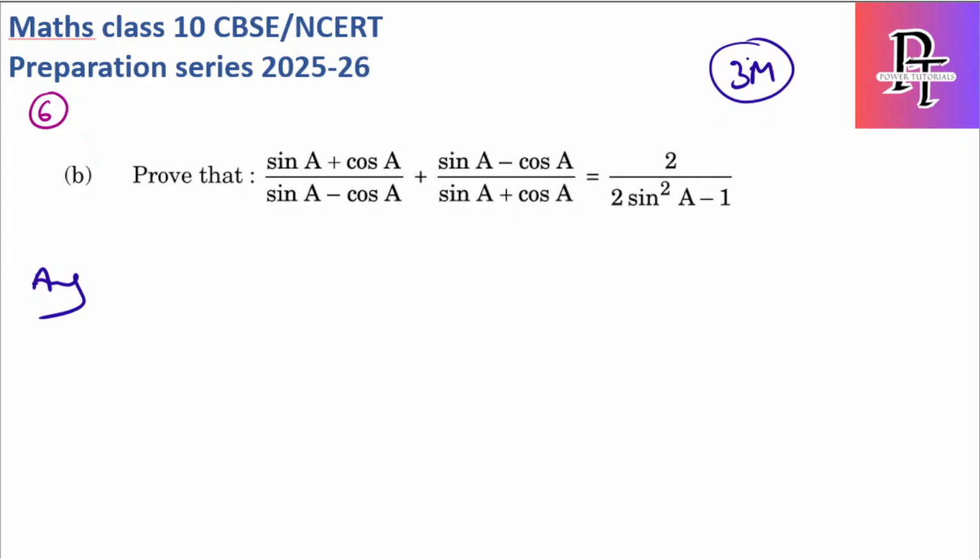Sin theta plus cos theta by sin theta minus cos theta plus sin theta minus cos theta by sin theta plus cos theta is equal to 2 by 2 sin square theta minus 1.